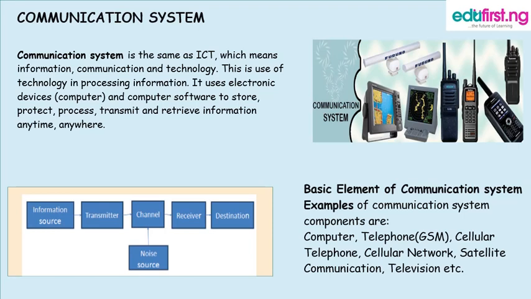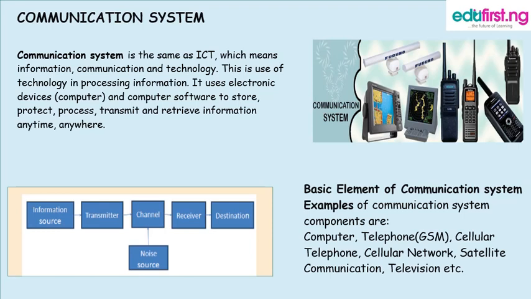And I have a basic element of communication system. If you look at the drawing, we have the information source, we have transmitter, we have channel, we have receiver, and we have destination. This shows how information is being communicated.